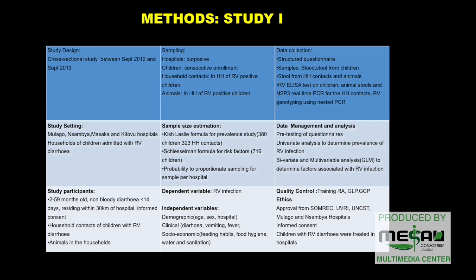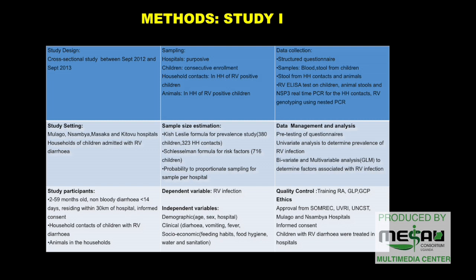For data management, we did univariate, bivariate, and multivariable analysis. For bivariate analysis, we used chi-square and odds ratio to look for associations of the independent factors with the outcome, which was rotavirus infection. And we also did multivariable analysis using generalized linear models to determine whether the factors were associated with rotavirus infection.